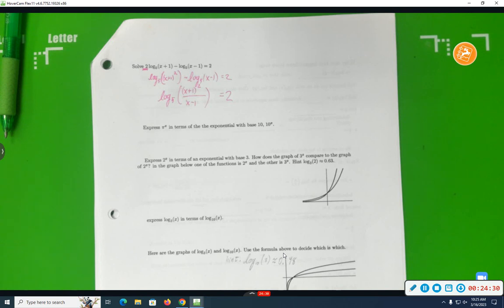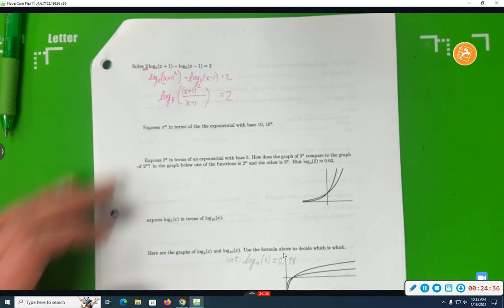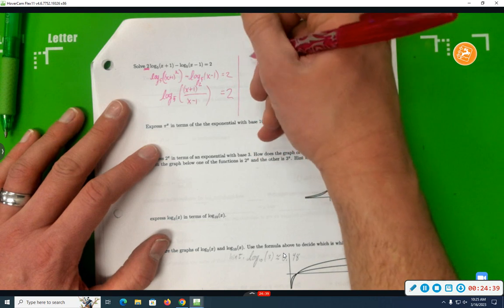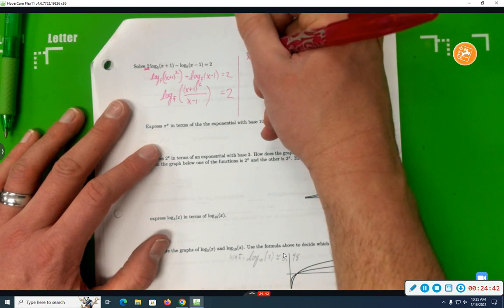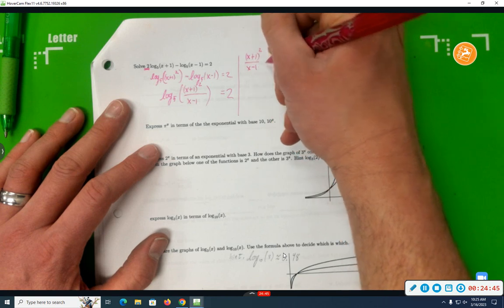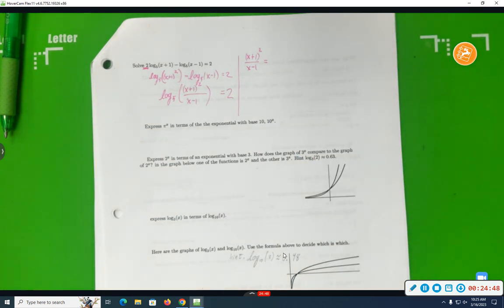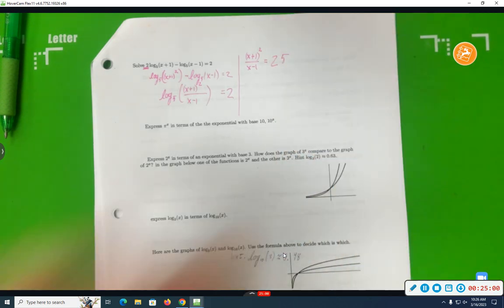Yeah, there's only one log in there. Once you get down to an equation with only one log, you can get rid of the log by putting it in exponential form. So you put it in exponential form, you'll get (x plus 1) squared over (x minus 1) equals what? 25 sounds right. How many people wound up with a 32 instead of a 25? That would have been if you'd switched the 2 and the 5, right? Does that look like an equation that's easier to solve?